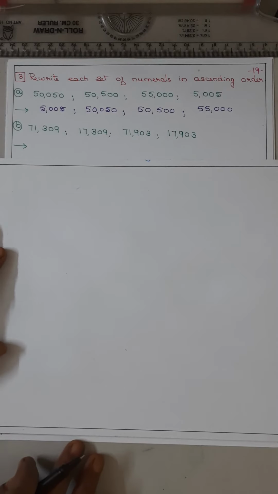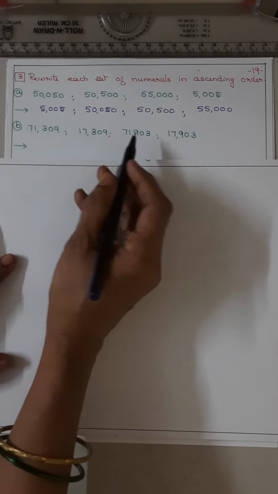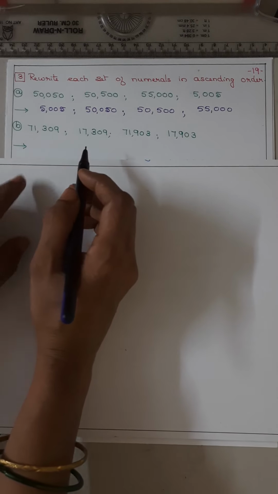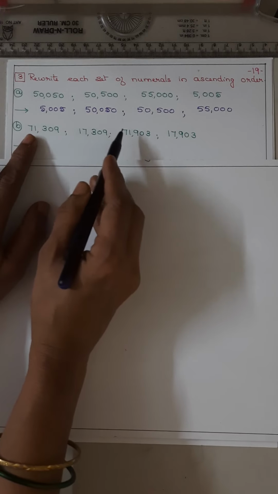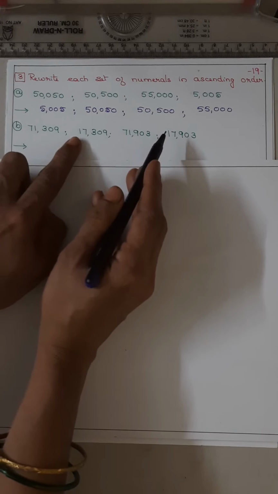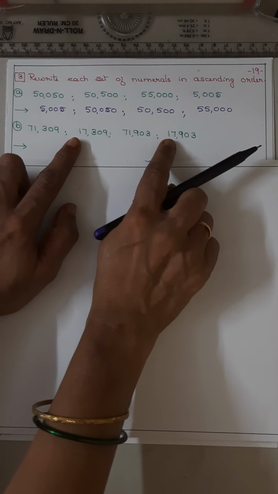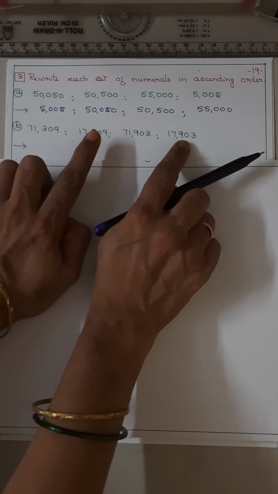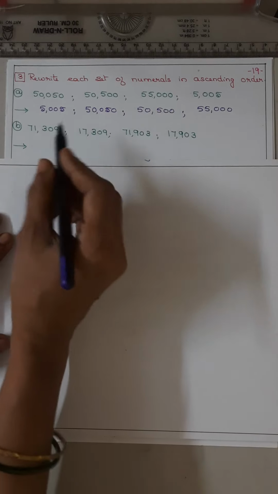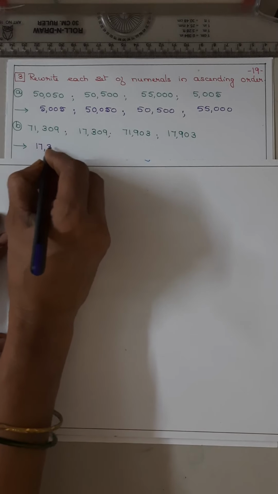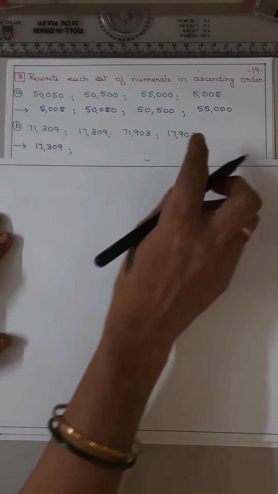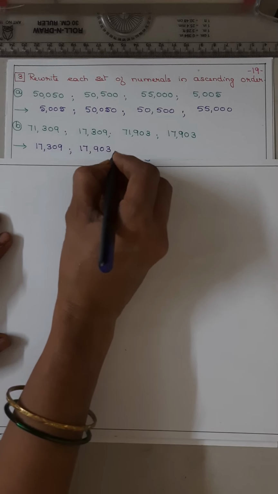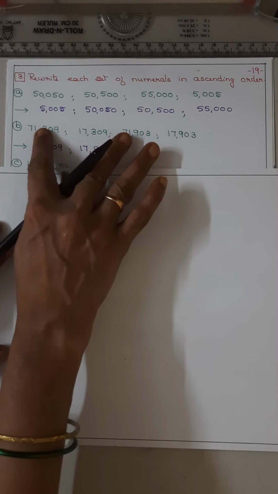Next it is question number B. All are having 5 digits. So compare the 10,000 place. 7, 1, 7, 1. So 1, 1 is smaller. Next 7, 7 equal, 3 and 9. So 3 has to be written first, which means 17,309. Then comes 17,903.